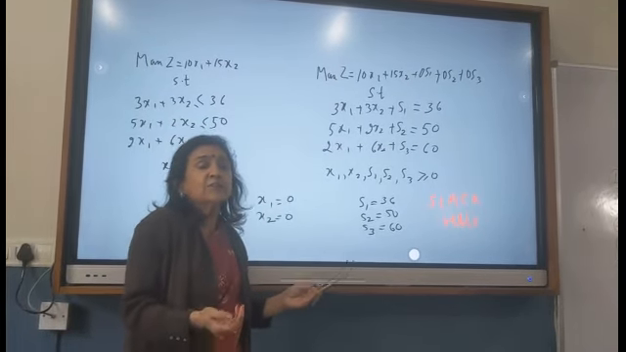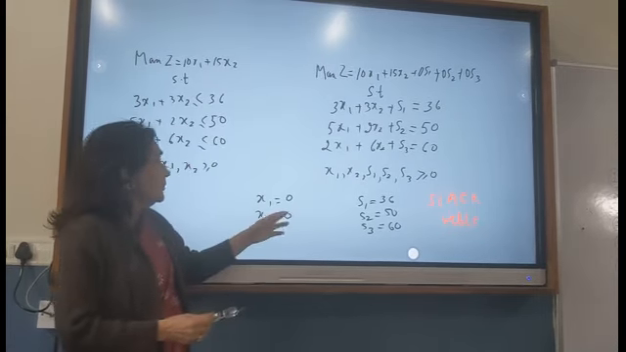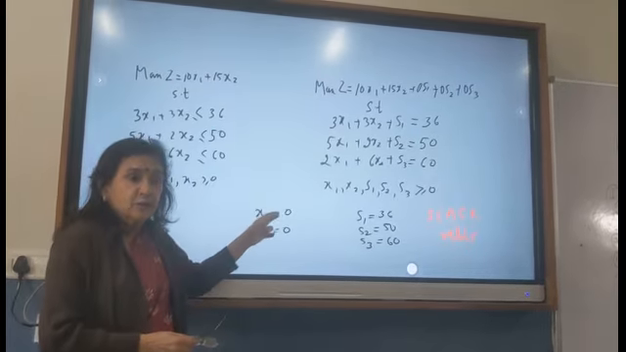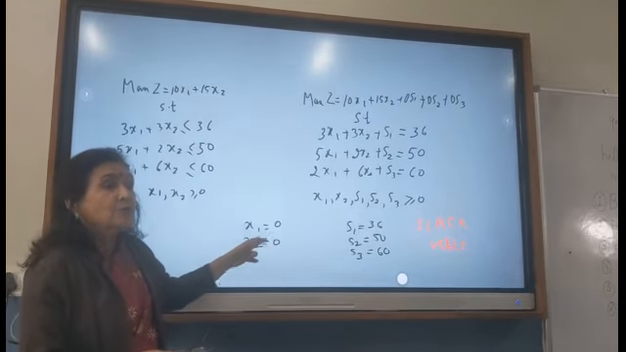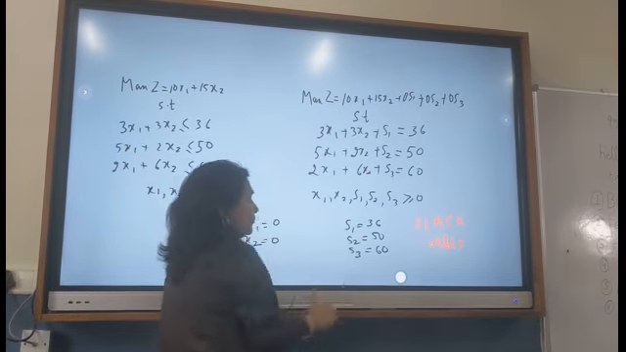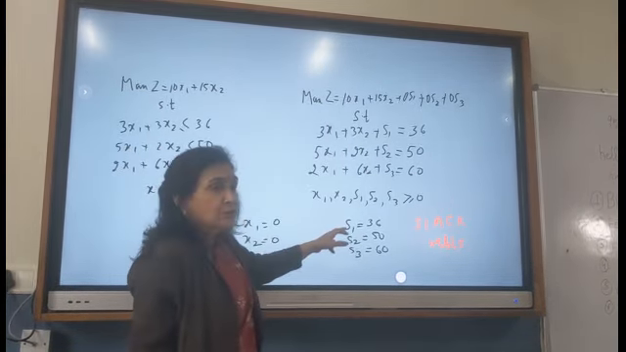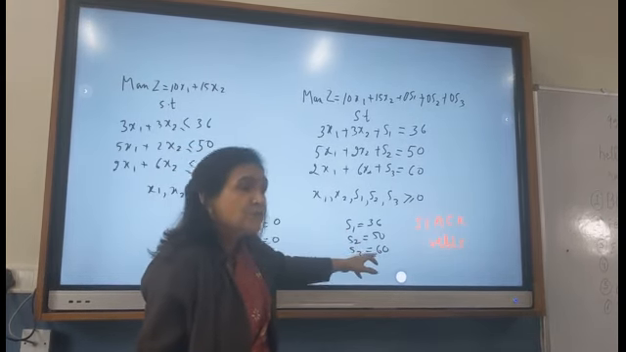Once I have done this, my problem is to maximize profit. So I start with the point where there is zero profit. In other words, I assume that you make nothing. Both the decision variables x1, x2, we assume to be equal to 0. When I put it equal to 0 here, what am I left with? I am left with S1 equal to 36, S2 equal to 50, S3 equal to 60.